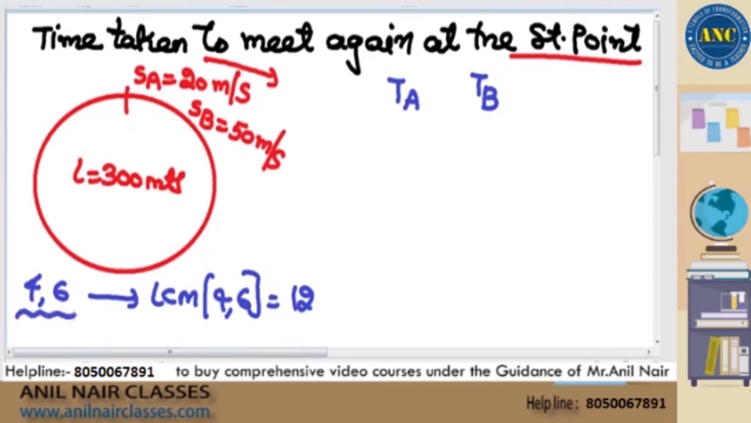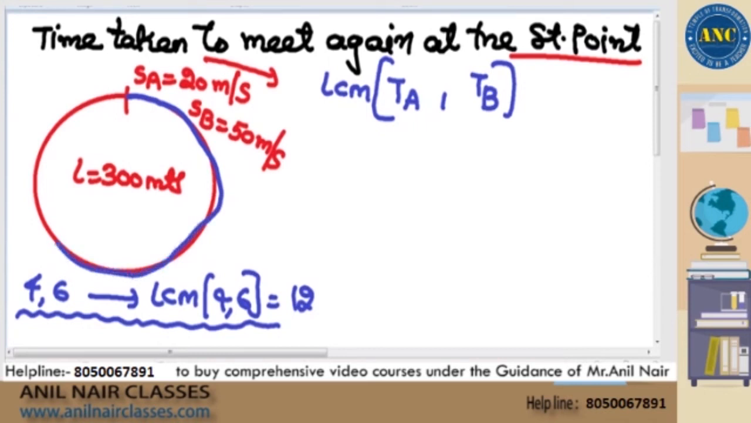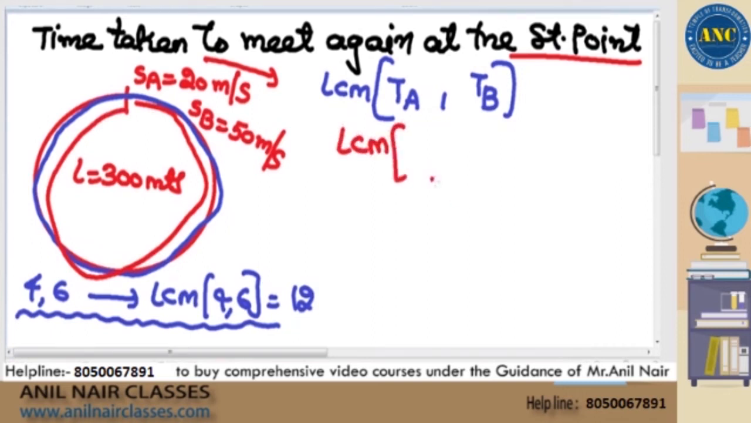When will 4 and 6 meet? At the LCM of 4 comma 6. When will TA and TB meet? At the LCM of TA comma TB. What is TA? TA is the time taken by A to complete one full round. TB is the time taken by B to complete one full round. It is nothing but LCM of D by SA comma D by SB.